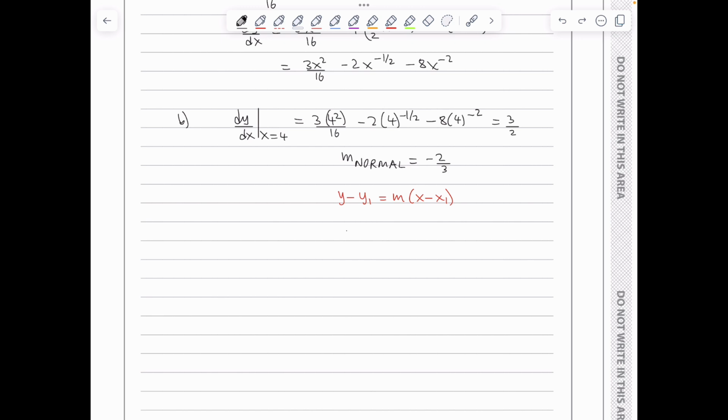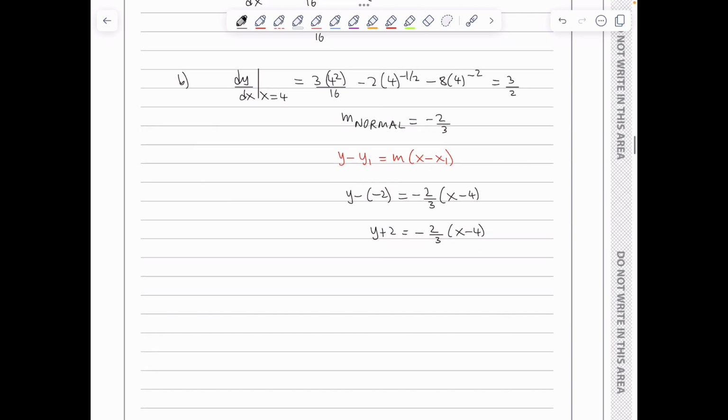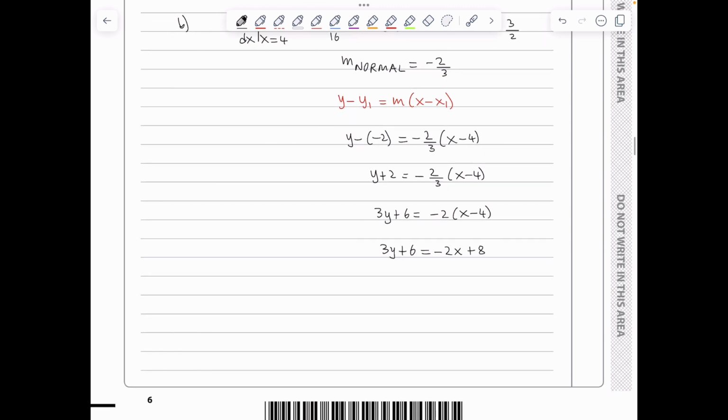So we've got y minus -2, which is the y coordinate of point P, is minus 2 over 3 brackets x minus 4. So this leads to y plus 2 is minus 2 over 3 (x minus 4). I will cross multiply by 3 to get 3y plus 6 is minus 2 brackets x minus 4. And I will further expand the right hand side to get 3y plus 6 is minus 2x plus 8. Collecting everything on the left hand side gives me 3y plus 2x minus 2 is 0, which is the final answer in the requested form.